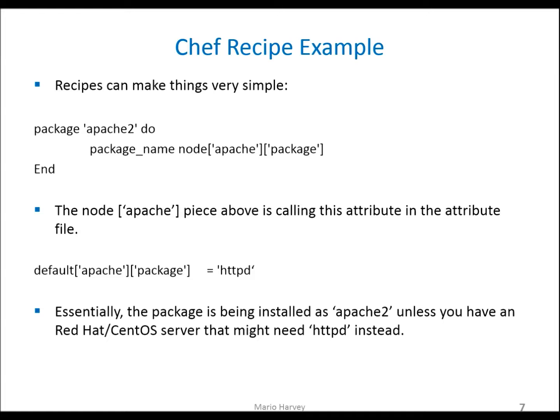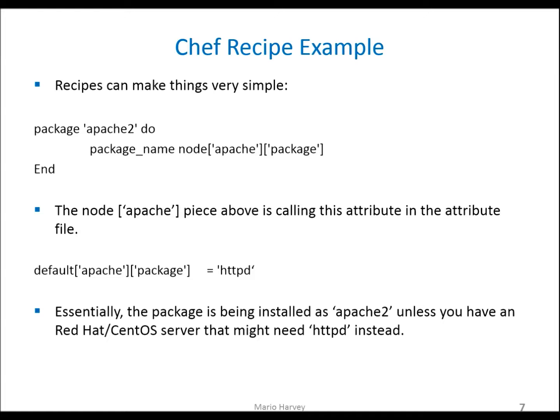Here's a small little recipe example. Recipes can make things very simple. At first, it may not look like much. Package Apache2 do, and then package name node Apache package end. So the node Apache piece above is calling an attribute in the attribute file, and the attribute is default Apache package equals HTTPD. So if we put it all together, that statement above is package Apache2 do, package name is HTTPD end.